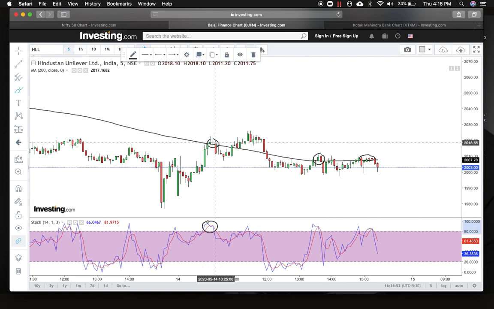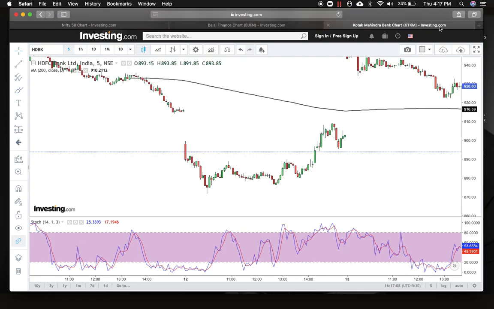If we shorted the stock here at 2018, we actually made a good profit, about 10 rupees, and right over here around 10 rupees again, and the third was about 8 to 9 rupees. So we made a decent amount of profit on HUL. Let's have a look at another chart, HDFC Bank.